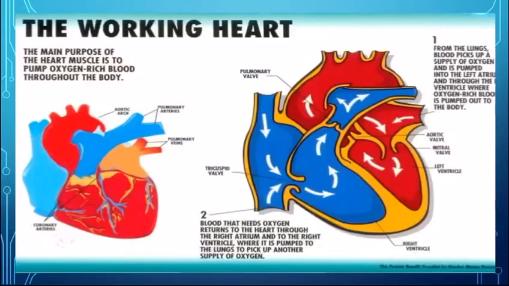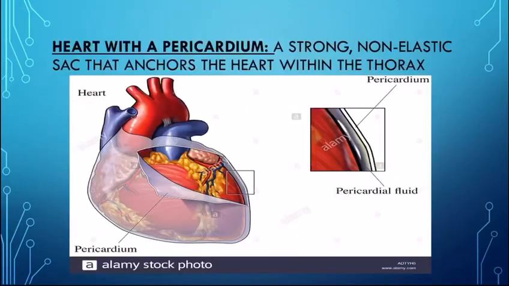The heart is a hollow organ with a muscular wall containing a tightly fitting membrane called the pericardium. Can you see this layer of pericardium? It is a strong non-elastic sac that anchors or keeps the heart within the thorax and prevents the overfilling of the heart with blood, so that the heart cannot burst after it is filled with blood. Extraordinary. So it prevents its overfilling.